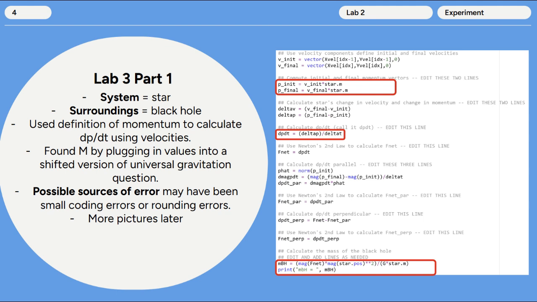Then, using the given initial velocities and the time intervals, I found the change in momentum versus time, which is equal to the net force on the object. Since the net force in this system is only the gravitational force, it allowed me to estimate the mass using the universal gravitation equation. Using this method, the mass stayed pretty constant throughout the entirety of the loop, and possible sources of error, given that it changes throughout the loop, could be rounding errors.